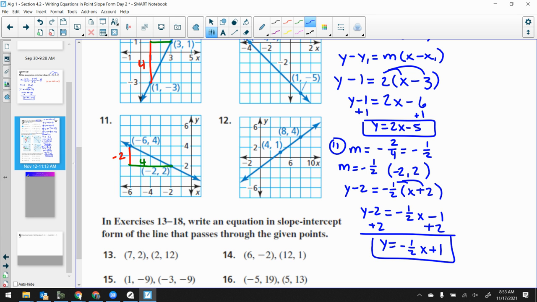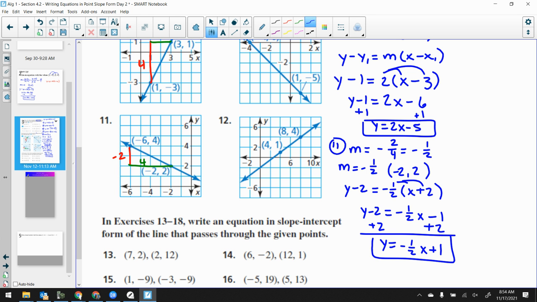You got a minus 1 for 2 times minus 1/2? Yeah, because a negative times a positive is a negative. And then 1/2 times 2. Why does it not matter what coordinate you use? So if I wanted to use the other coordinate, I'll show this on the whiteboard here. Same slope, right? Negative 1/2 slope. Let's show that it doesn't matter.